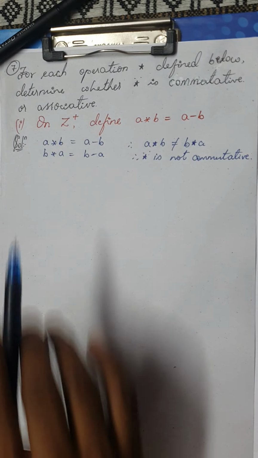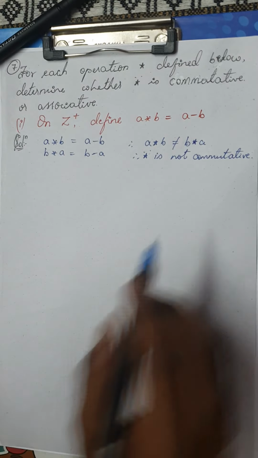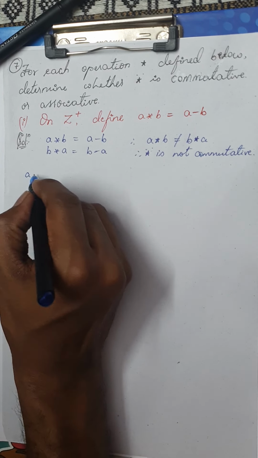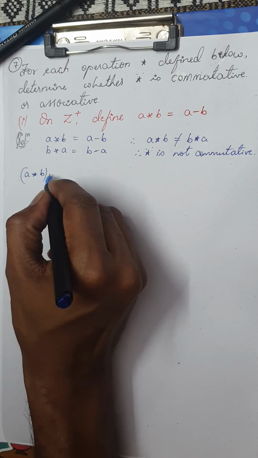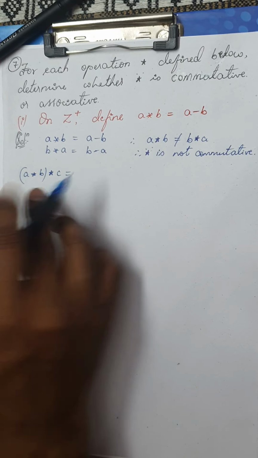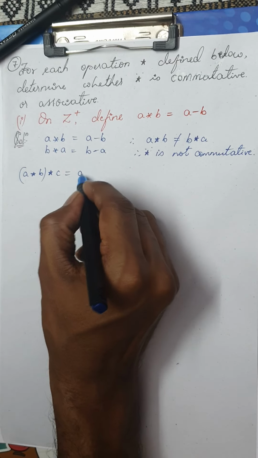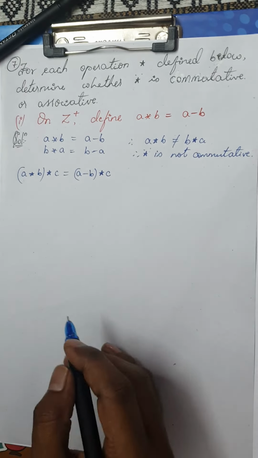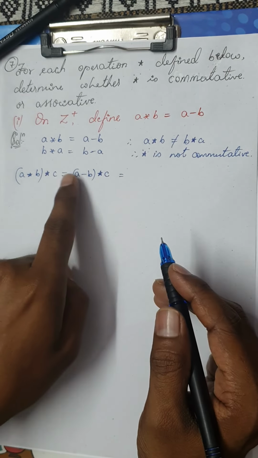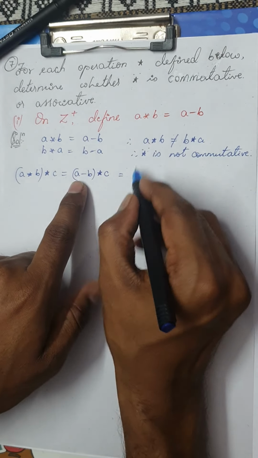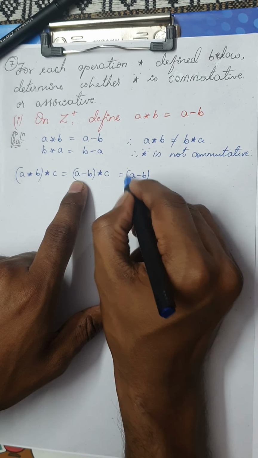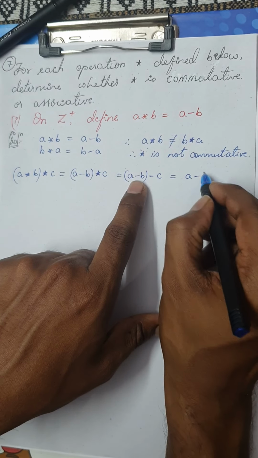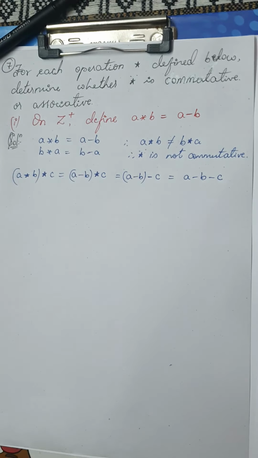Are you following? This operation star is not commutative. Okay, but let me check for associative. (A star B) star C. This is nothing but, what is A star B? This is first element minus second element, star C. So first element minus second element. Okay, so this is nothing but (A minus B) minus C.